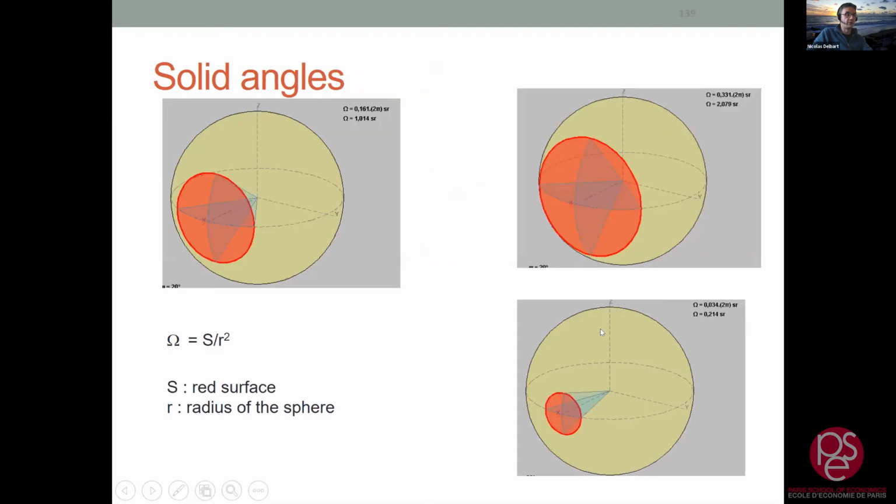Just for the solid angle, what is its definition? If we take the sphere here, the solid angle is defined as the surface of this red part of the sphere divided by the radius of the sphere squared. So here is a solid angle of 2 steradian. Here, a solid angle of 1 steradian. Here, a solid angle of 0.2 steradian. So the solid angle defines the aperture of the optical system of the sensor.